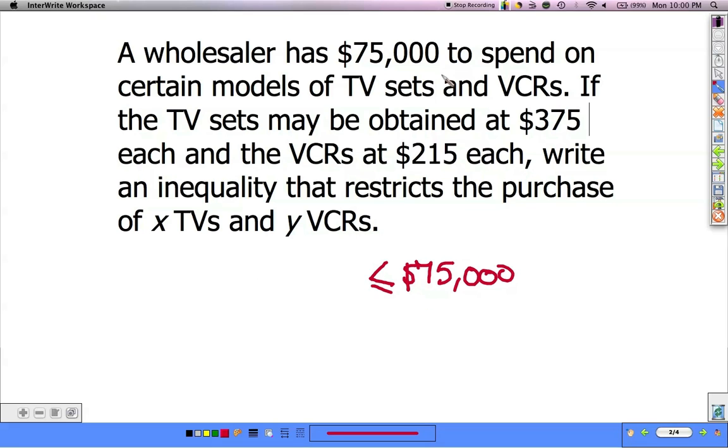All right. If the TV sets may be obtained at $375 each, that tells me that 375 is going to be the coefficient, what I'm going to multiply by the number of televisions. And the VCRs are going to be sold at $215 each. Write an inequality that restricts the purchase of X TVs, so that's just telling us we're going to use X as the variable for televisions, and Y VCRs.